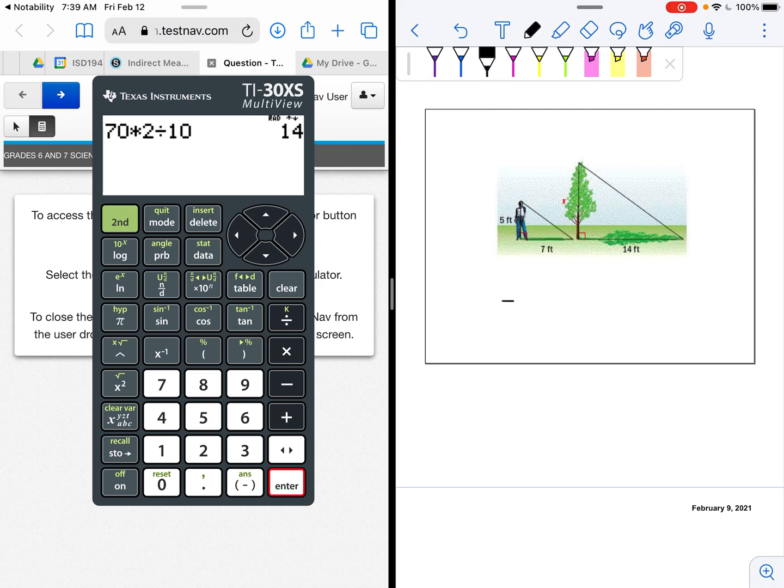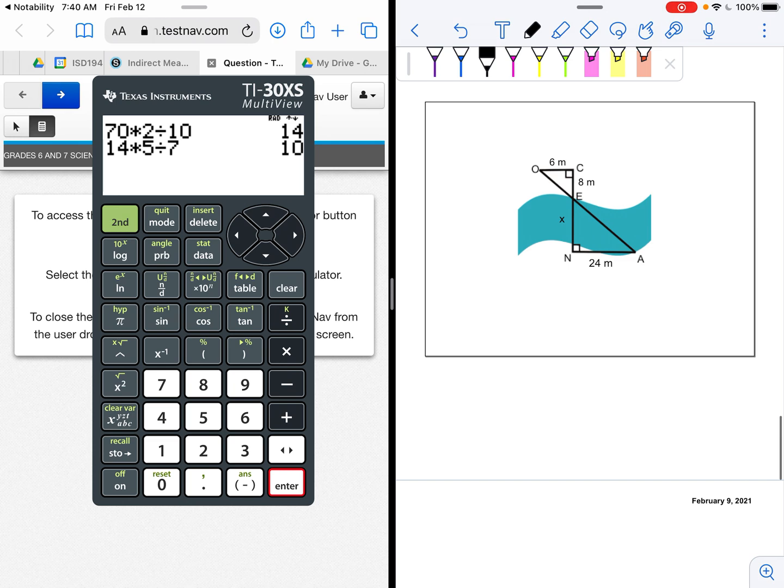We're just going to keep doing these. My scale is my 7 and my 14. The 7 is on top, so the 5 has to be on top. So we're going to take 14 times 5 divided by 7. The tree is 10 feet. Whatever measurement you're using is the measurement you're going to get. Because I was using feet, my answer is going to be in feet.